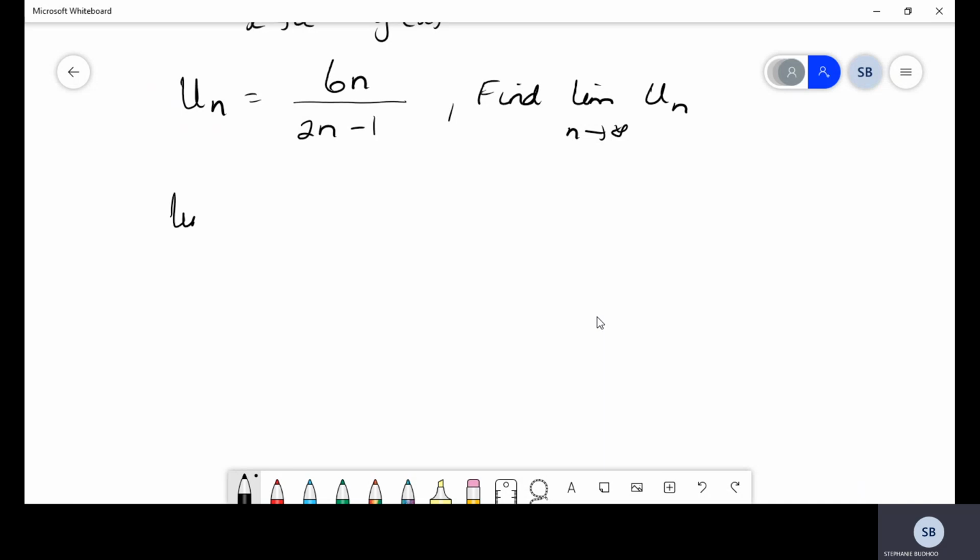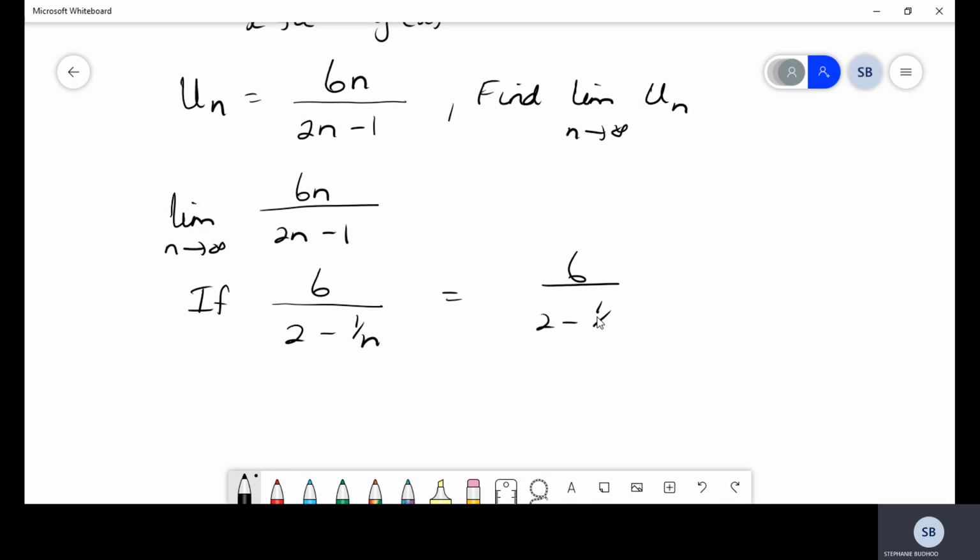So the limit for this function will be the limit as n approaches infinity of 6n all over 2n minus 1. Now, as you can see here, the highest power is n. If we divide by the highest power of n, on the numerator you would get 6, and on the denominator you would get 2 minus 1 on n. Then as n approaches infinity, you end up getting 6 over 2 minus 1 on infinity, which is not exactly the scenario you're looking for.